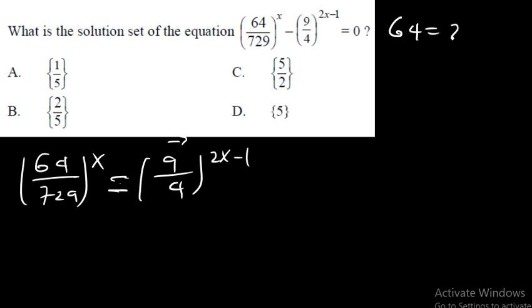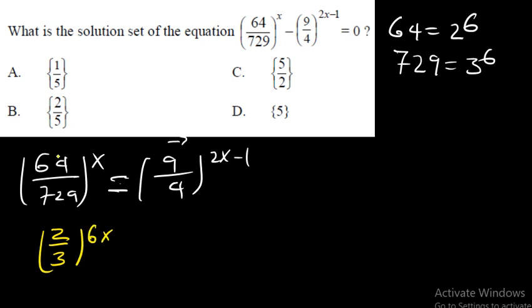64 is the same as 2 to the power of 6. You know, the exponents of 2 has to be known, like until 20. 64 anyways, most commonly known. 64 is the same as 2 to the power of 6. Not only that, 729 also is the same as 3 to the power of 6. So that this, the first exponent, can be written as 2 over 3, the power of 6x, because 2 to the power of 6 and 3 to the power of 6, both of them have the same exponent 6.